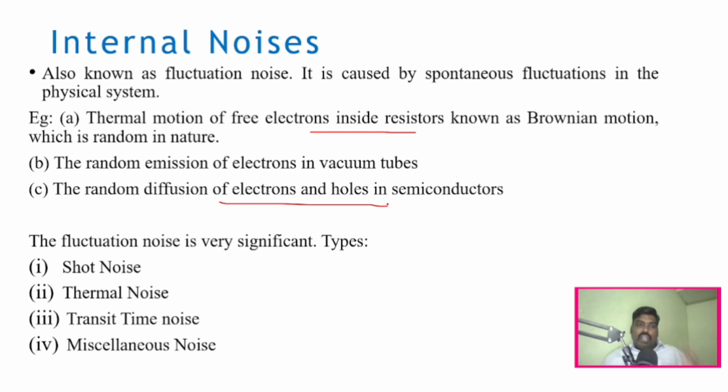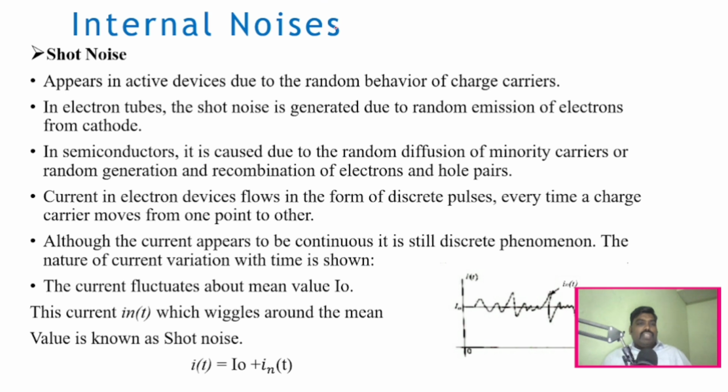This fluctuation noise or internal noise can be of different types, which are shot noise, thermal noise, transit time noise, and miscellaneous noise. We will see them one by one. Shot noise appears in active devices due to the random behavior of charge carriers. That is, due to random emission of electrons from the cathode, this type of noise happens. And also due to the diffusion of minority carriers and random generation and recombination of electron-hole pairs, this type of noise can be created, right?